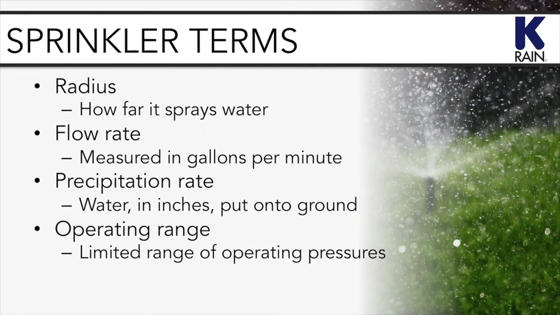Operating range. Each sprinkler type works best within a limited range of operating pressures. While the pressure of an irrigation system is in many ways determined by the location, you can add pressure to a system with a booster pump and regulate pressure with pressure regulating valves and sprinkler heads. Once the design is complete, we will calculate the operating pressure at the last head to ensure that it is operating within the recommended range. Now let's take a quick look at each type of sprinkler.